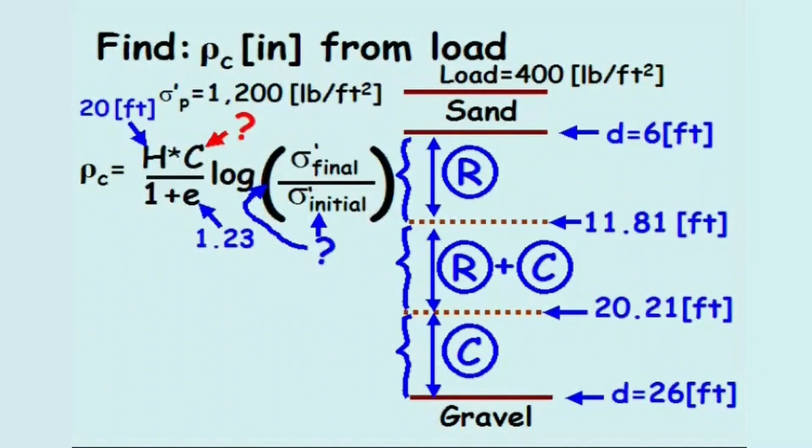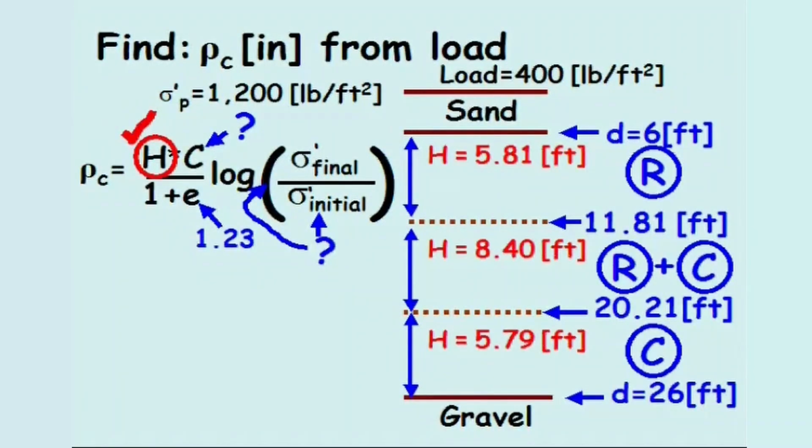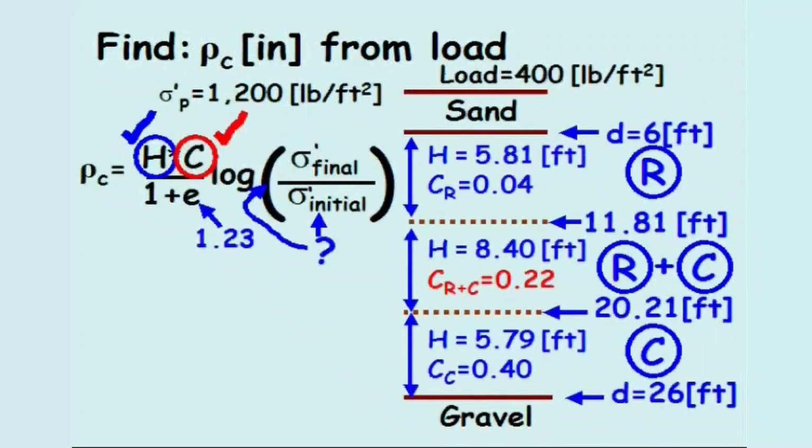Returning to our consolidation settlement equation, we realize we have to evaluate the settlement in 3 parts and cannot use 20 feet as our value for H. We compute the heights of each layer separately. Also, we recall the consolidation indices and use an average consolidation index value for the soil which consolidates along both curves.